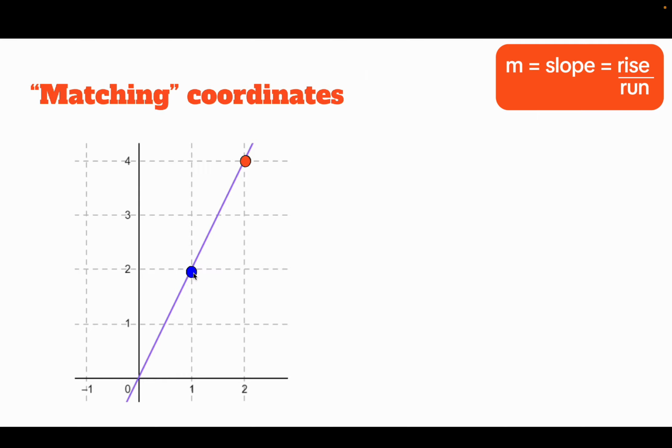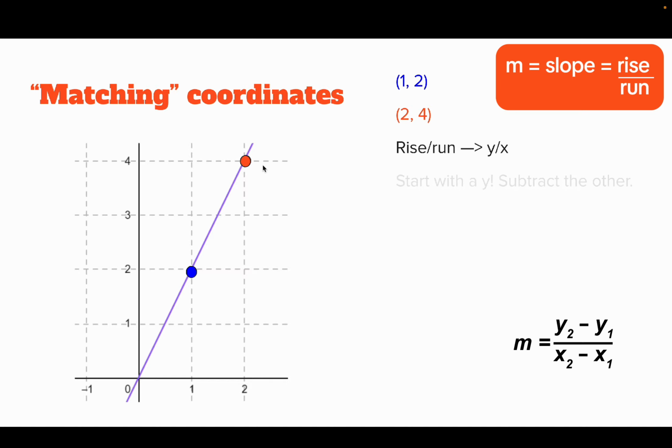Take a second and think of the coordinates of the blue point. Yes, it's 1, 2. Now you can take a moment, find the coordinates of the orange point. 2, 4. Okay, slope is rise over run. It's the change in y over the change in x, or the height over the base.